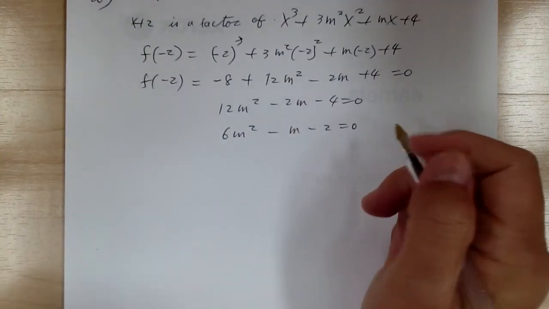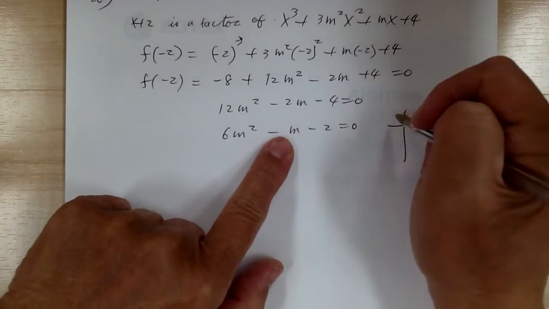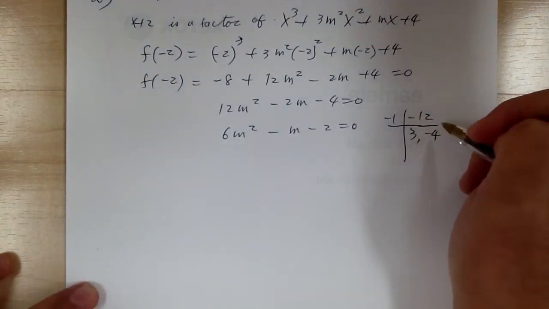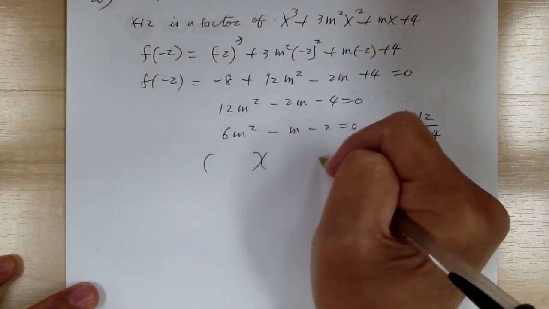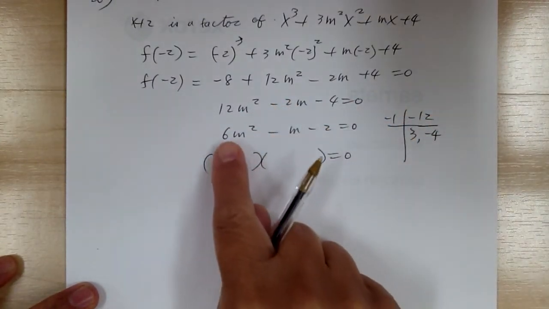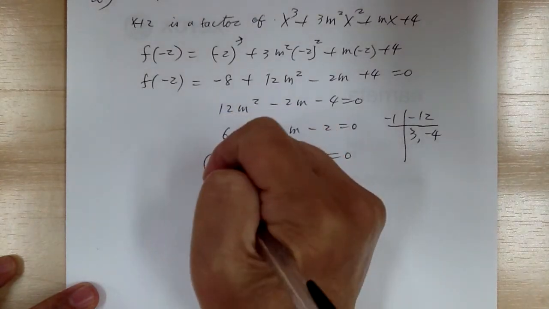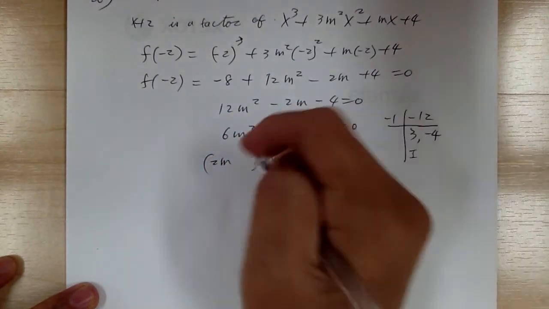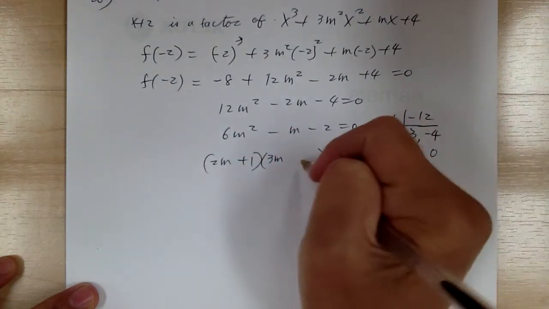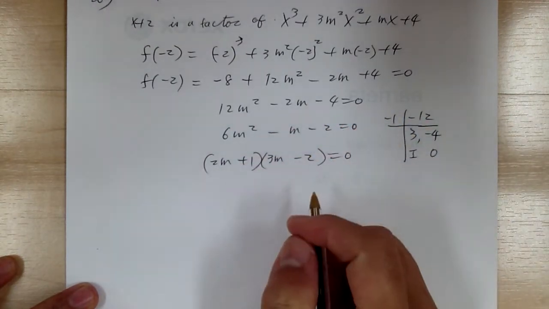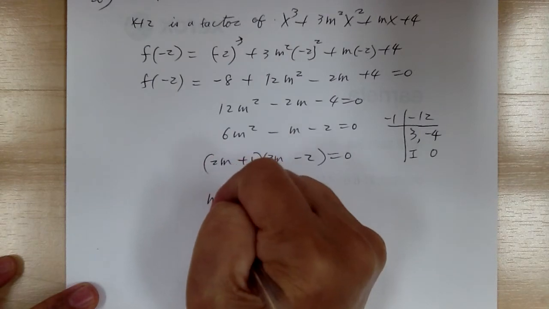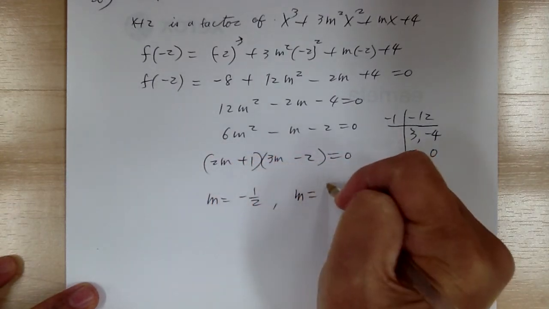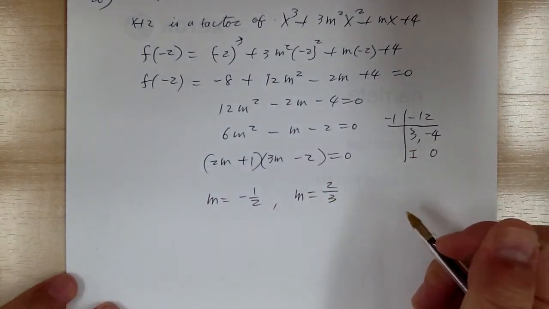And this one, let's see if it's factorable. It would be -1, -12. It's kind of nice, it's factorable. So m and 6m is not going to work, so you have to do 2m and 3m. This would be the inside, so it would be +1. This would be the outside, so it would be -2. So from here, when you solve, you get m equal to -1 over 2. This one, you get m equal to 2 over 3. And that's it.